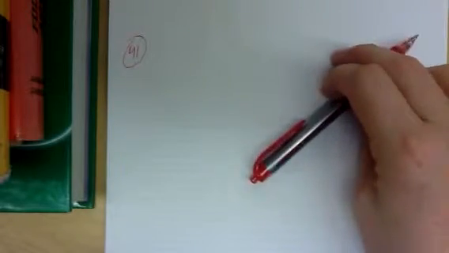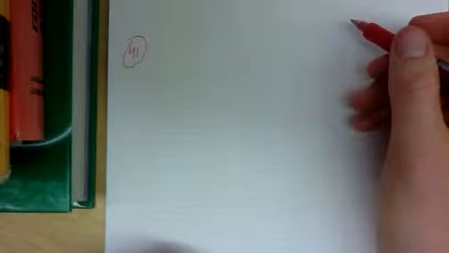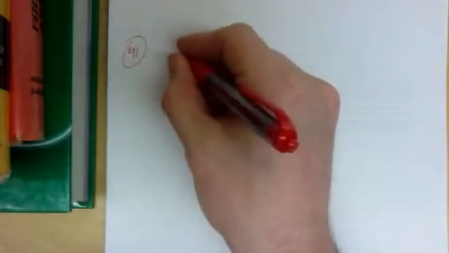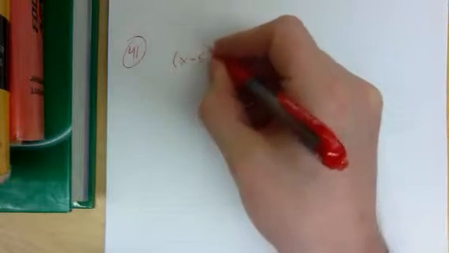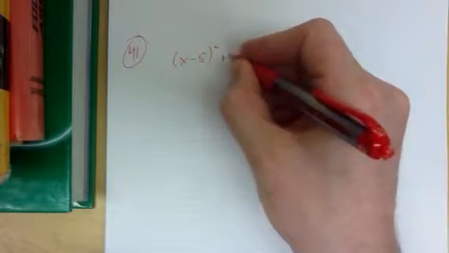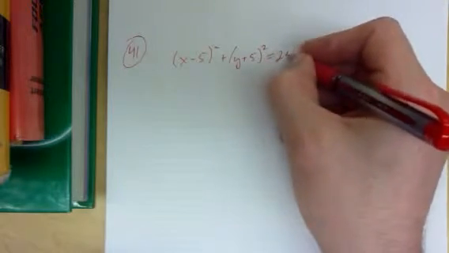This is the solution to problem 41 from the Math Level 1 practice exam. The following equation of a line is tangent to the circle defined by this relation. So you're starting by knowing that the circle is (x - 5)² + (y + 5)² = 25.